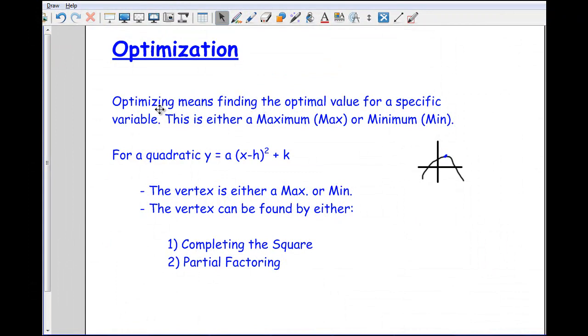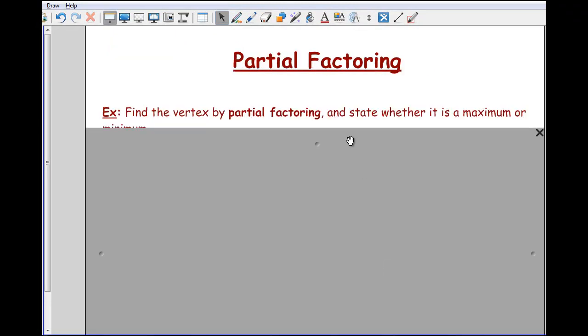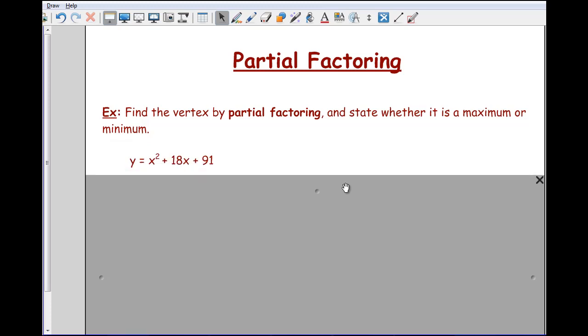Well, we're dealing with optimization, and what we just did is we found the vertex for a quadratic by completing the square, and the second method is partial factoring. So when we partial factor, we can also find the vertex. So here's the example here. Find the vertex by partial factoring and state whether it's a maximum or a minimum. Same equation, y is equal to x squared plus 18x plus 91.